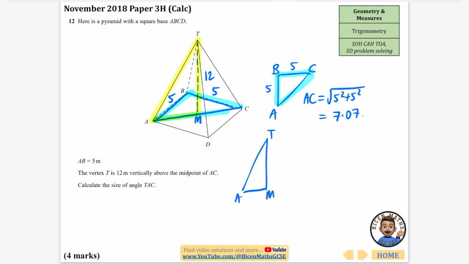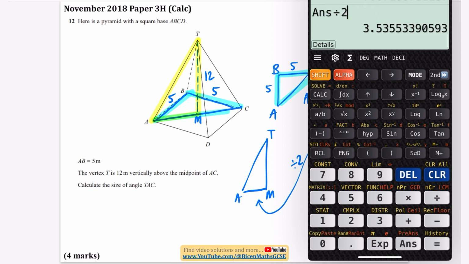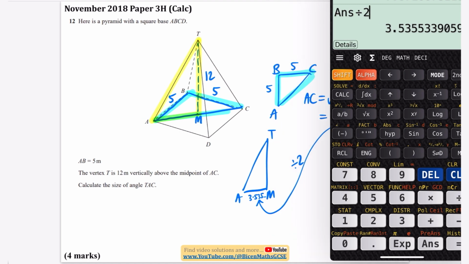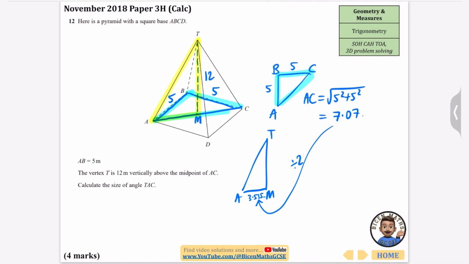And this 7.07, I'm actually going to divide it by 2 because it's the midway point. And half of it, if I divide it by 2, is 3.535. So I'm just going to say that that is 3.535, keeps going, that number. And we're going to try and find out what the angle is over here. Luckily, I know that the length of T to M is 12.